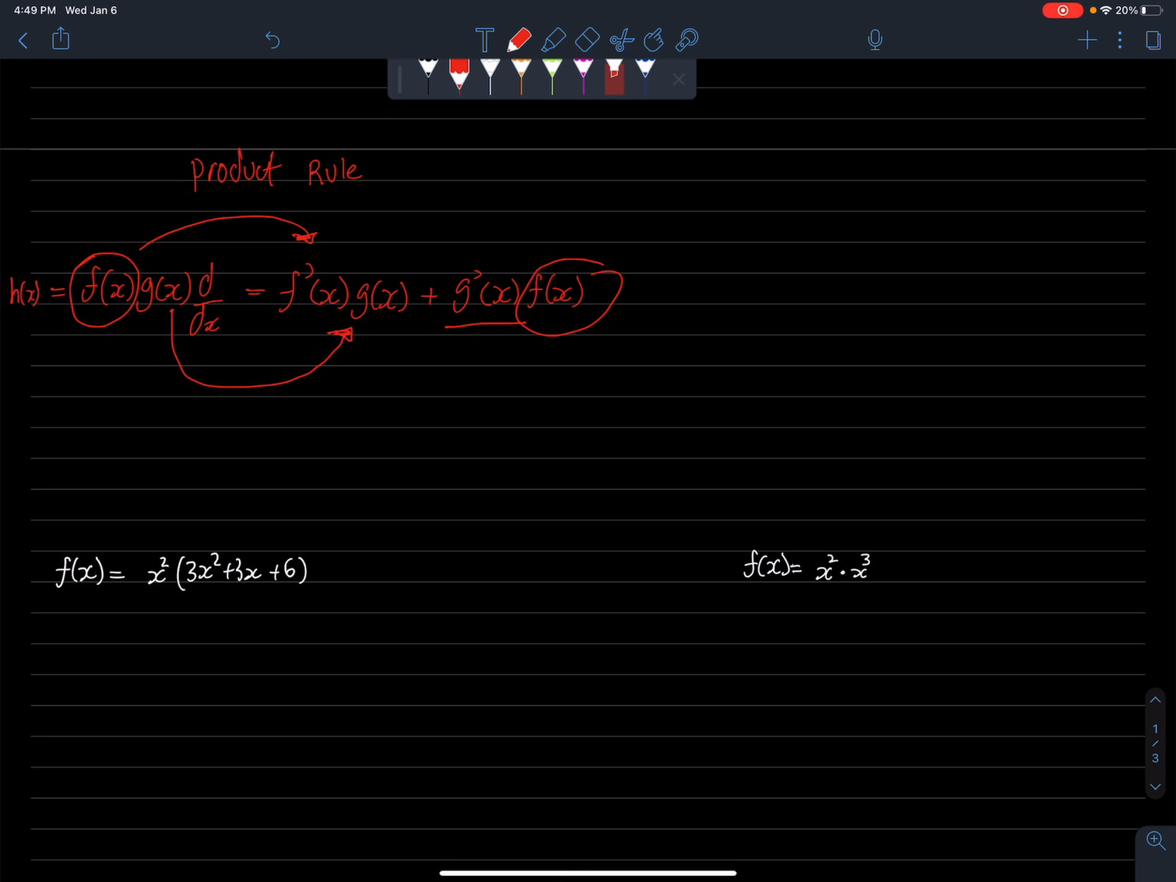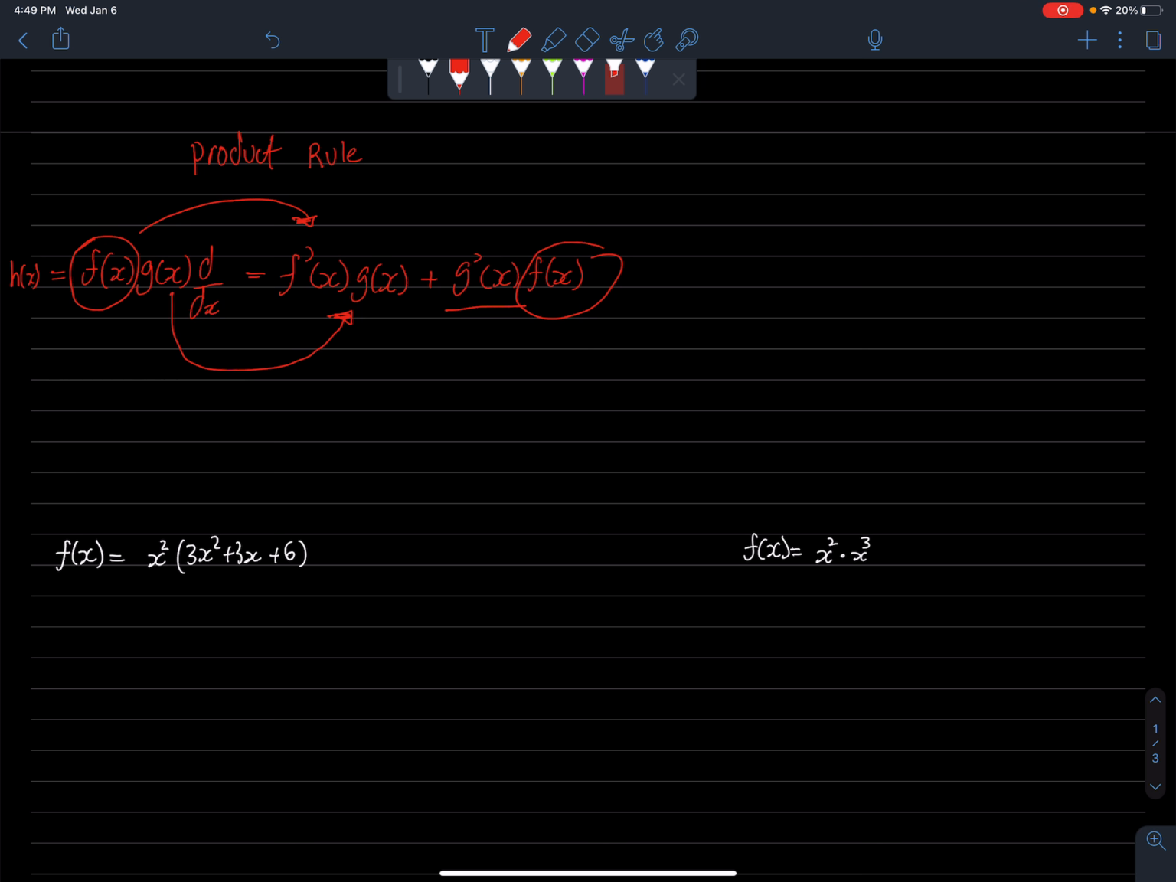And similarly, you can carry this on for however many terms. So if h of x was a function of three functions, so f of x times g of x times y of x, then you would alternate. So it would be f prime of x times g of x times y of x plus g prime of x times f of x times y of x plus y prime of x times g of x times f of x.